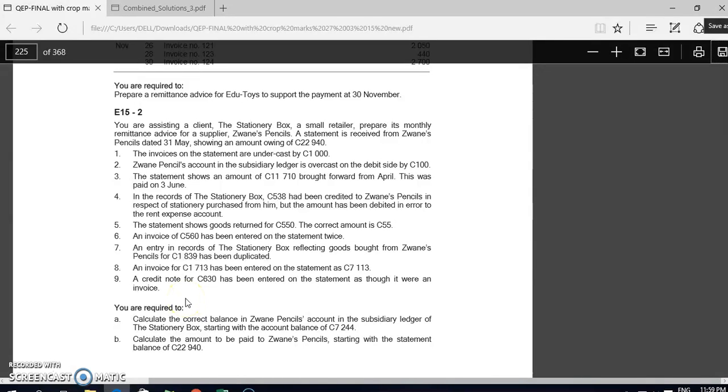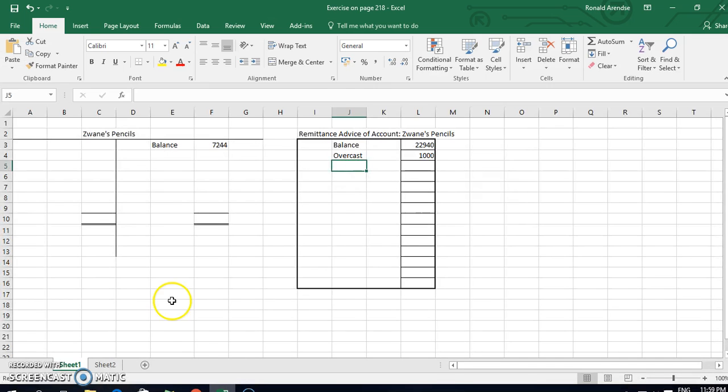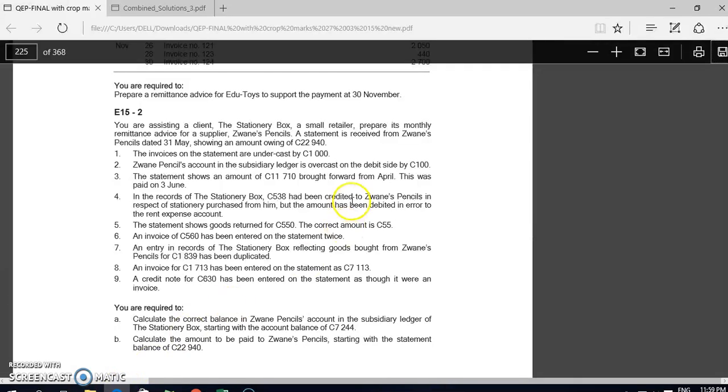Zwanes Pencils' account in the subsidiary ledger is overcost on the debit side by 100 Rand. So Zwanes Pencils, now we must keep in mind that this is now in the account. However, the debit side was overcost. So if we go to the account, the debit side here was overcost, which means we're going to have to credit the account in order to balance that out. So we put too much on the debit side, so now we have to correct it on the credit side. Keep this in mind, please.